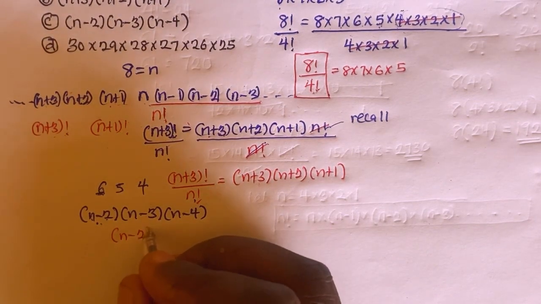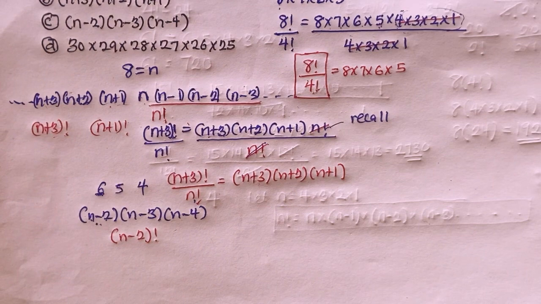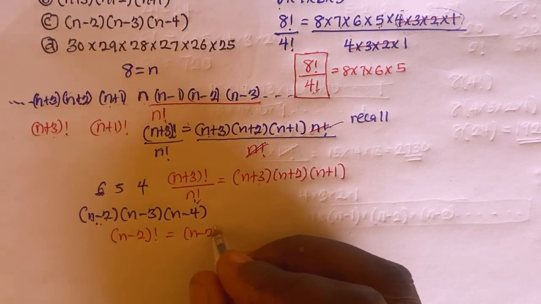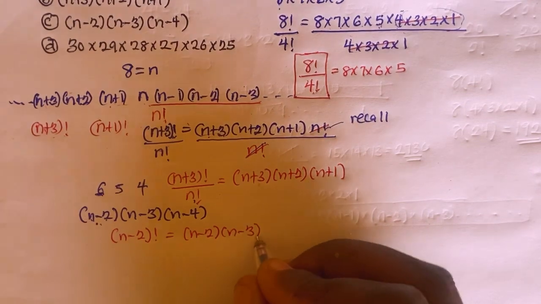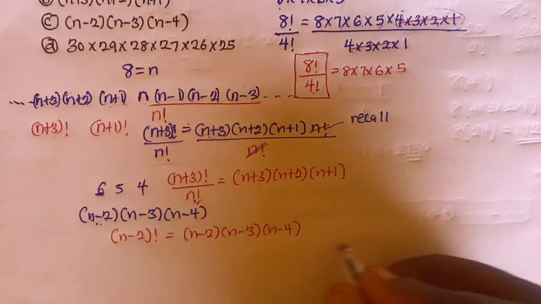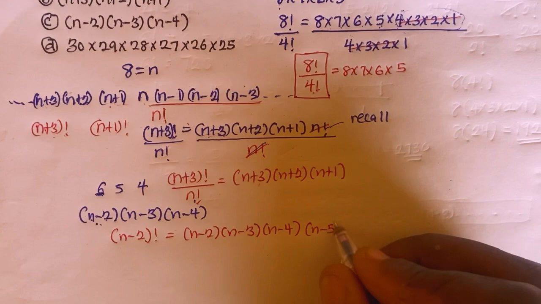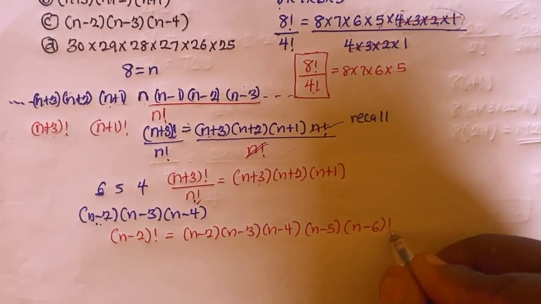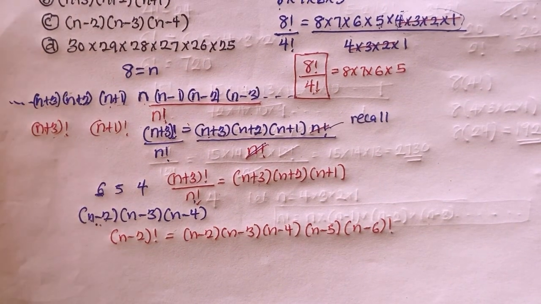So now what we're going to do is that, so this one is going to be N minus 2 factorial, right? So N minus 2 factorial is the same thing as what? As N minus 2, N minus 3, then N minus 4. Then what's going to follow? Exactly, N minus 5. Yeah, good. Then what's going to follow? Exactly, that's N minus 6. Let's just say we have factorial here. Hope you guys are following this.